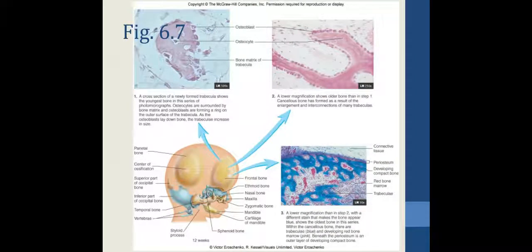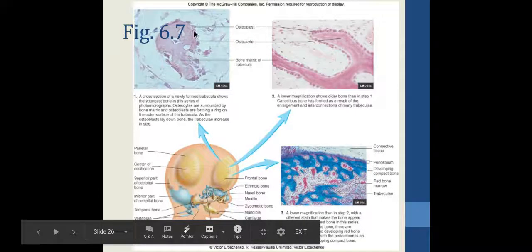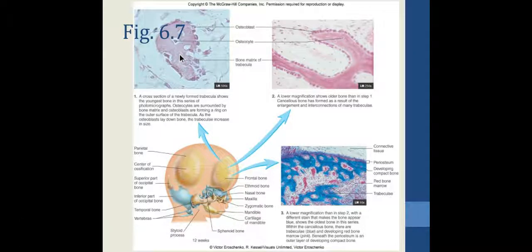So here's a cross-section of what that looks like. You've got first this very young bone where we've got these osteoblasts that will then make osteocytes, and we've got that matrix happening. This is sort of where we're starting, and then when we zoom out of that magnification, you can see that we're forming this very interconnected network that will eventually become the hard bones that you know are in your skull.